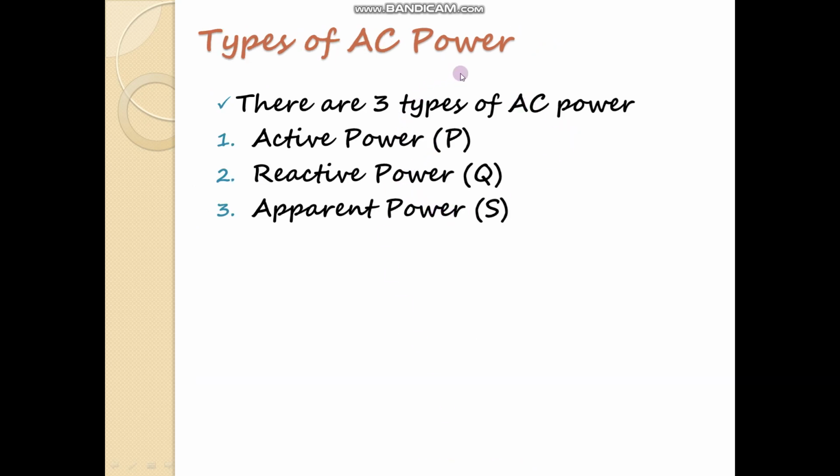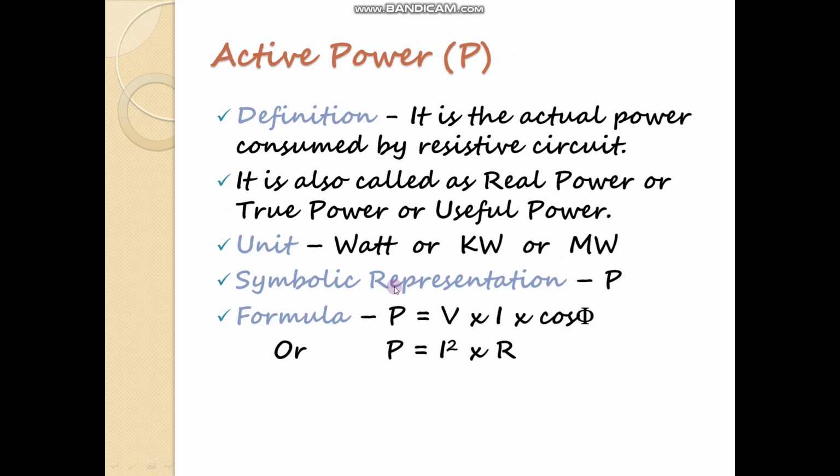Now the types of AC power. There are three basic types of AC power: active power, reactive power and apparent power. You will see them one by one. Active power means the actual power which is consumed by the resistive part of the circuit. It is also called as a real, true or useful power. Unit of active power is watt, kilowatt or megawatt. This power is represented by the letter P and it is given by VI cos phi.